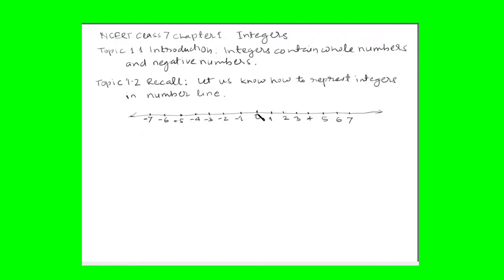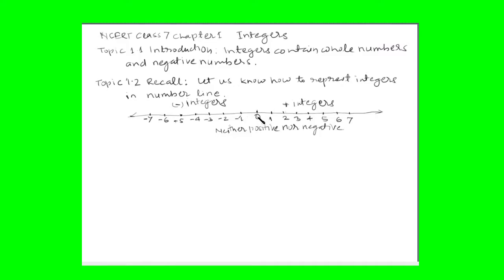So this number line contains, on the right of 0, positive integers, and on the left of it negative integers, and 0. 0 is neither positive nor negative. So we have to keep this in mind about 0.